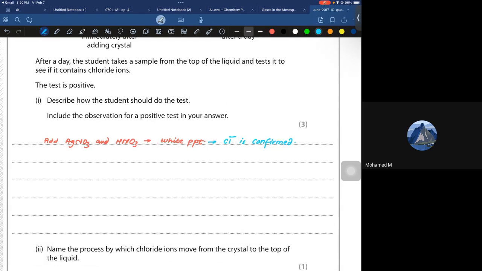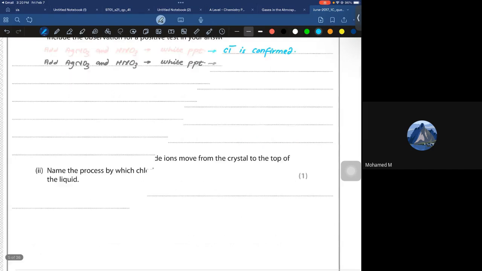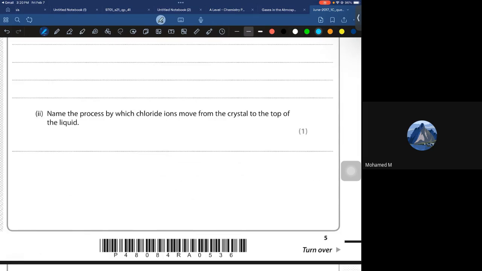So always remember, whenever you're going to test for halogens, halogen means chloride, bromide, iodide, you need to add silver nitrate along with nitric acid. Nitric acid is acting as a catalyst. Then if you can see the different colors of the precipitate, you will get to know whether this is chloride, bromide or iodide. It depends on the color of the observation of that test. Okay. Name the process by which chloride ions move from the crystals to the top of the liquid.